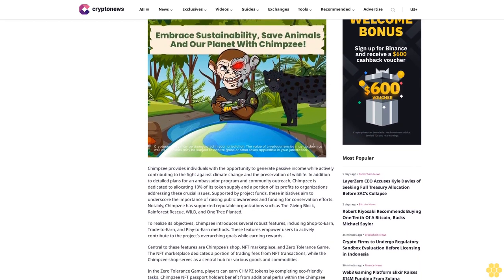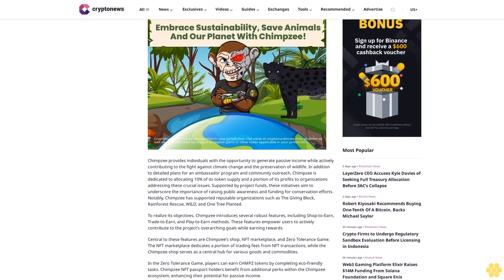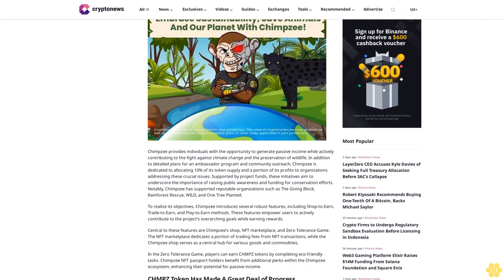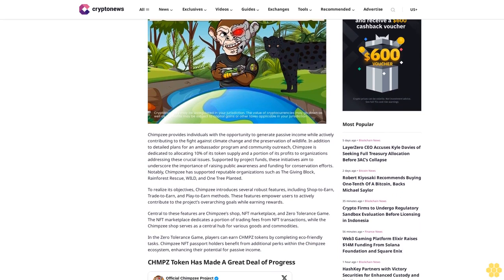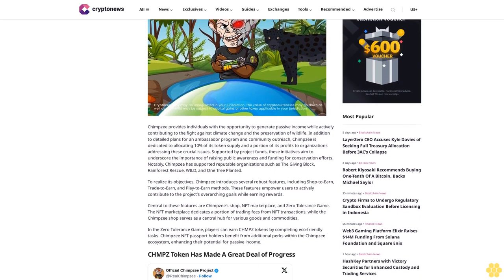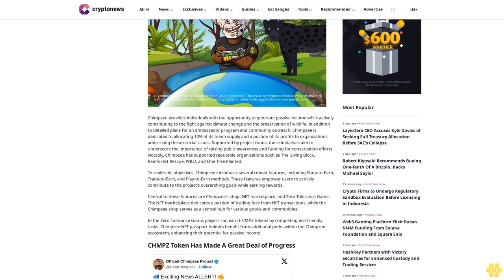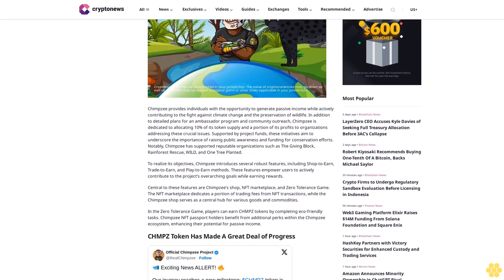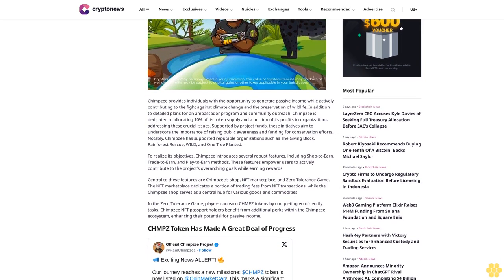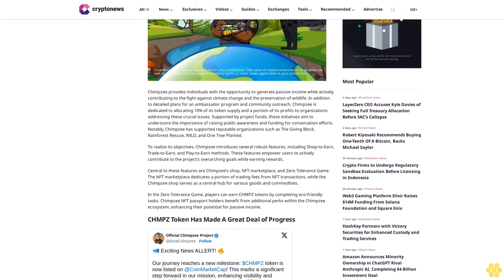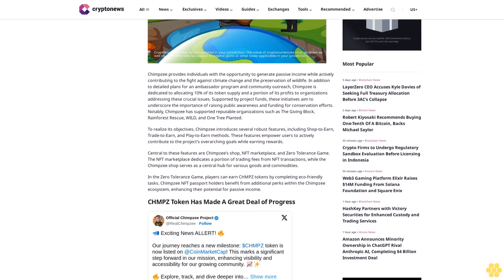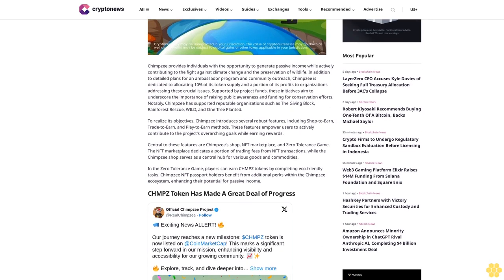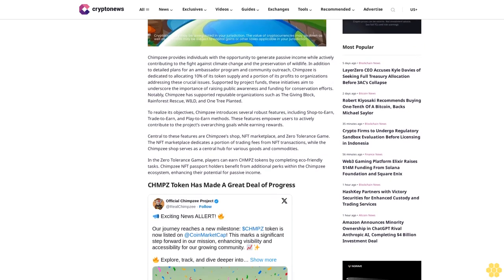Chimpzee provides individuals with the opportunity to generate passive income while actively contributing to the fight against climate change and the preservation of wildlife. In addition to detailed plans for an ambassador program and community outreach, Chimpzee is dedicated to allocating 10% of its token supply and a portion of its profits to organizations addressing these crucial issues. Supported by project funds, these initiatives aim to underscore the importance of raising public awareness and funding for conservation efforts.